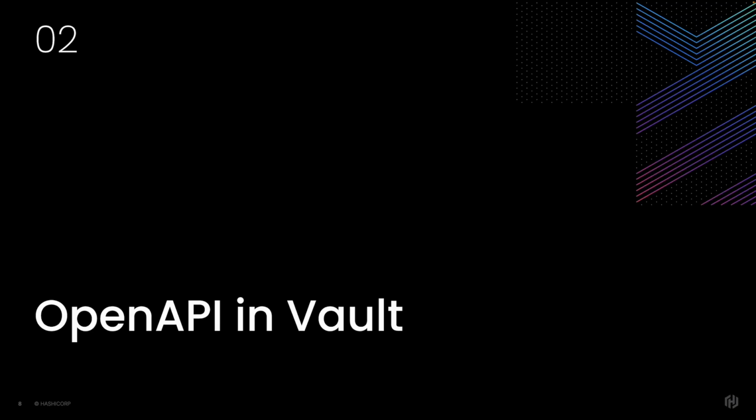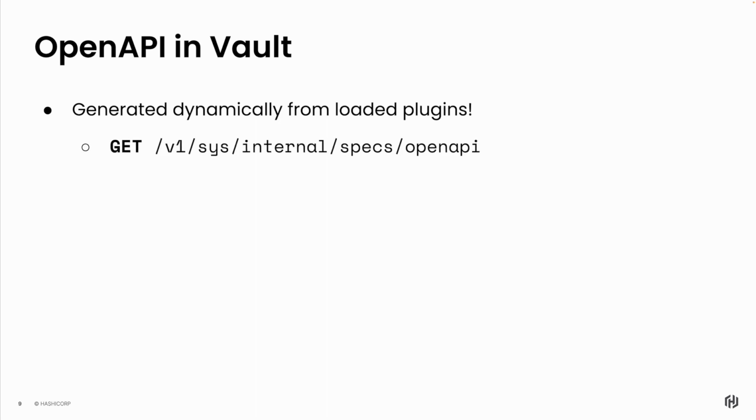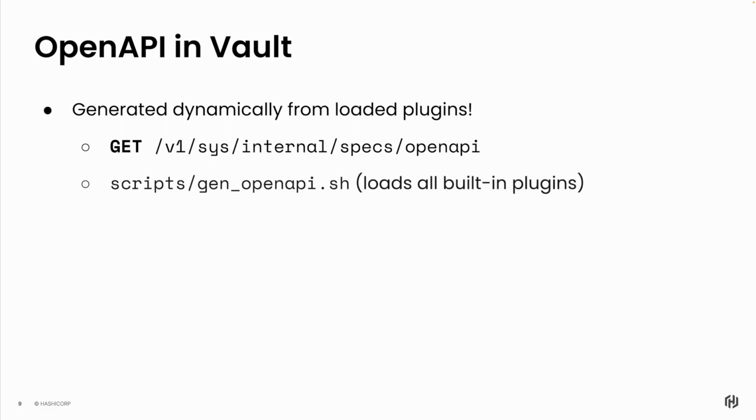Okay, let's see how OpenAPI is used in Vault. Vault is a bit unusual in its usage of OpenAPI. The spec is generated dynamically from the loaded plugins rather than having a static source of truth file. You can access Vault's API spec by calling this internal endpoint. Alternatively, you can run the gen OpenAPI.sh script, which loads all built-in plugins and calls the endpoint for you. It is also worth mentioning that Vault's OpenAPI spec is not yet officially published, but we are very close to publishing it.